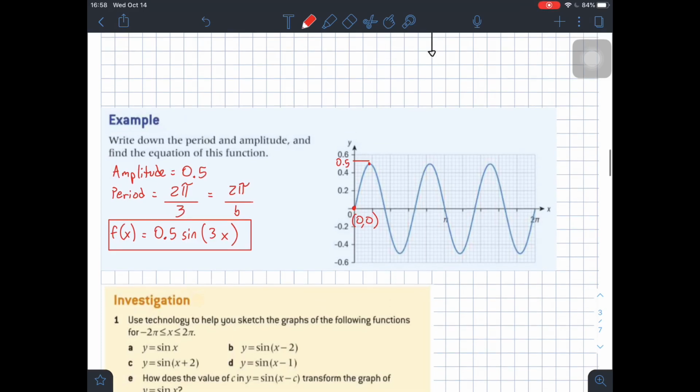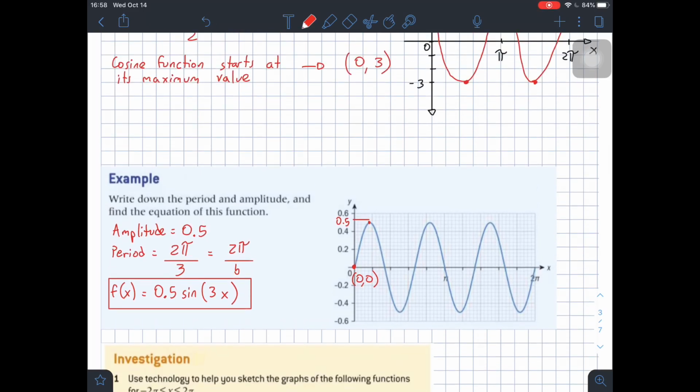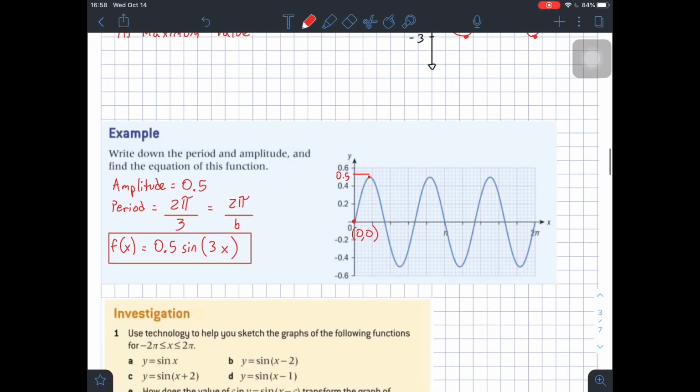So I hope that was clear for you seniors. Next class, we're going to see the other two remaining transformations, and then we're going to be applying this to different types of exercises. So I hope this was clear.